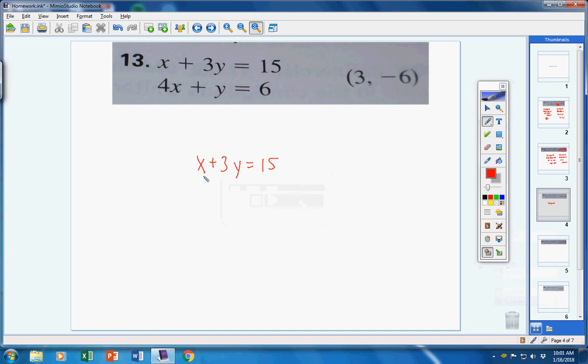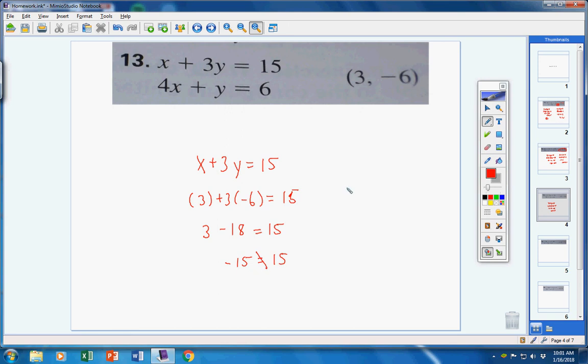So students, where the x is, I will substitute a 3. And where the y is, I will substitute negative 6. Alright, here we go. Positive 3. Negative 18 equals 15. So I get negative 15 equals 15. That is not a true statement. Negative 15 does not equal 15.